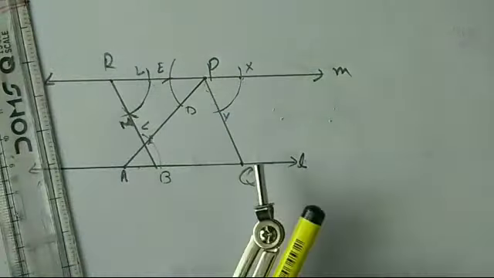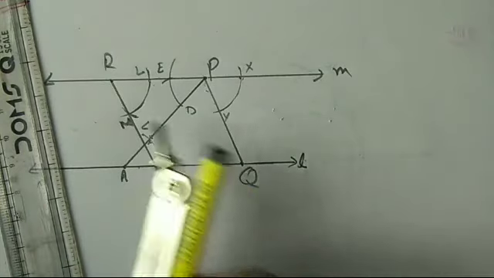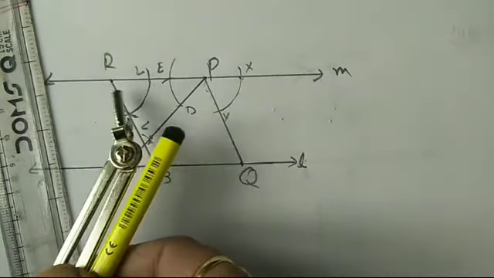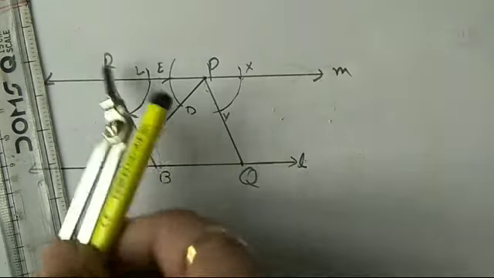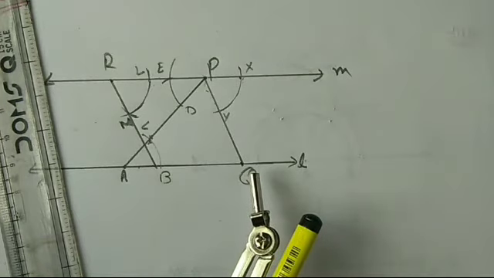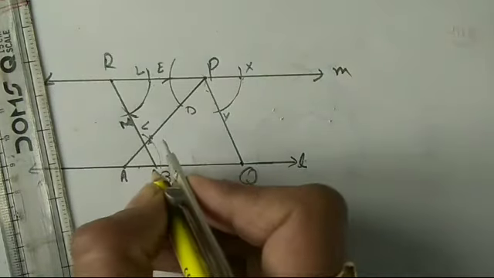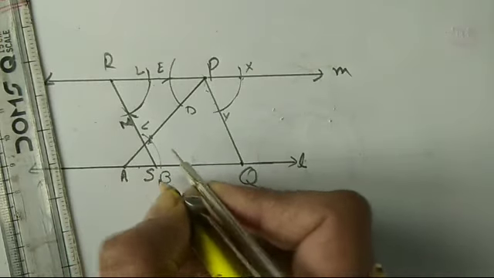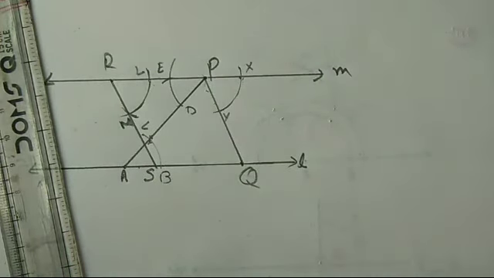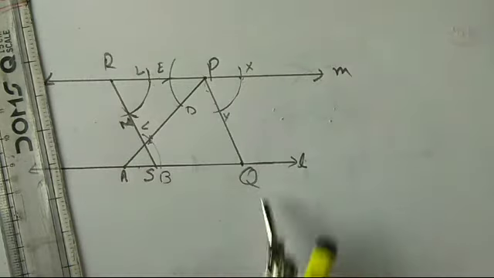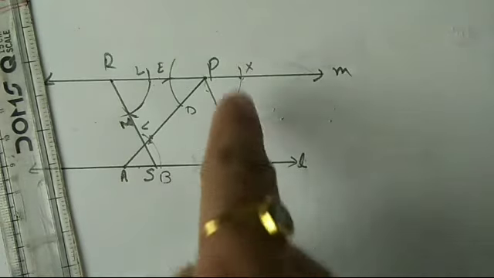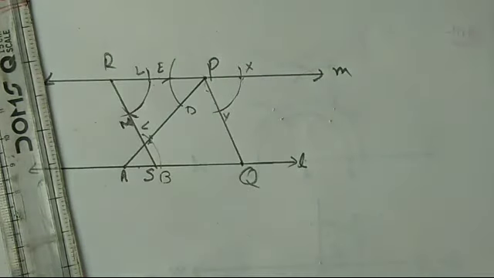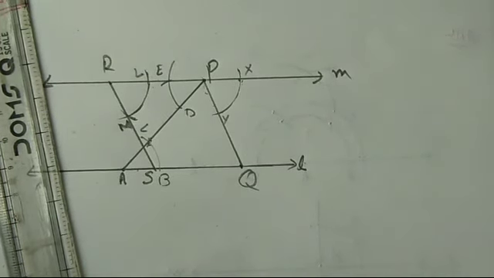Now they are saying choose any other point R on M, and through R draw a line parallel to PQ. So we have drawn a line parallel to PQ. Now let this meet L at S. So this is point S. Now what shape do these two sets of parallel lines enclose? This shape is the shape of a parallelogram. So SQPR is a parallelogram. With this we have done this exercise 10.1. So practice all these questions.